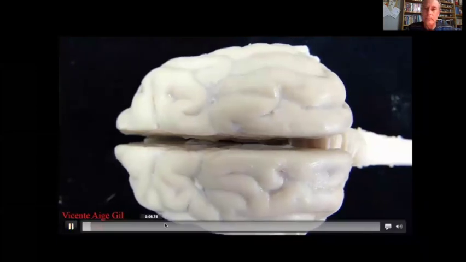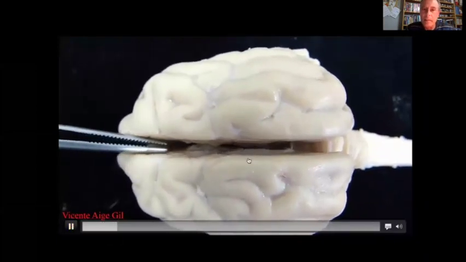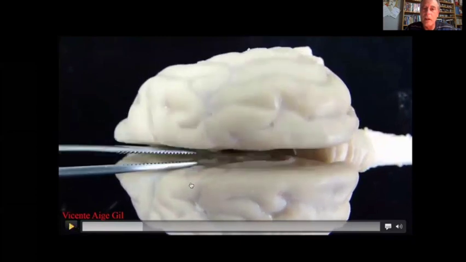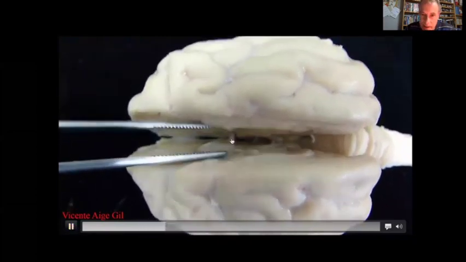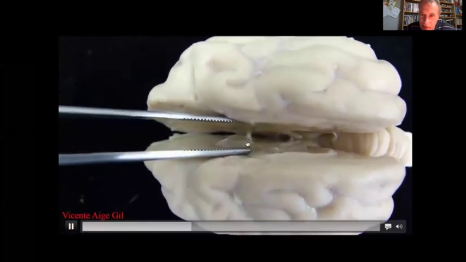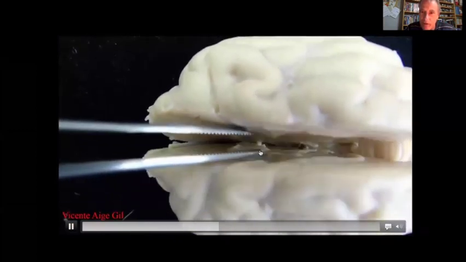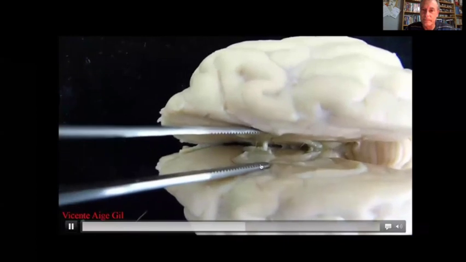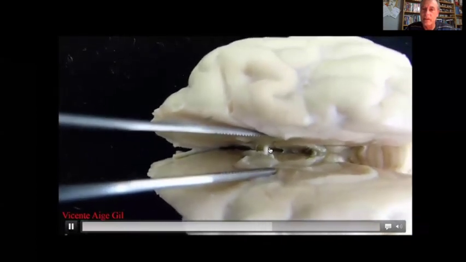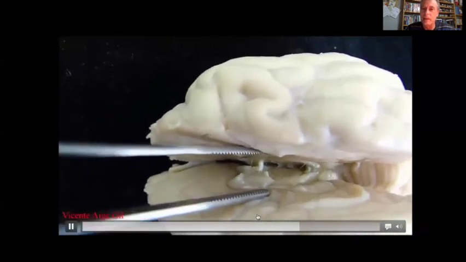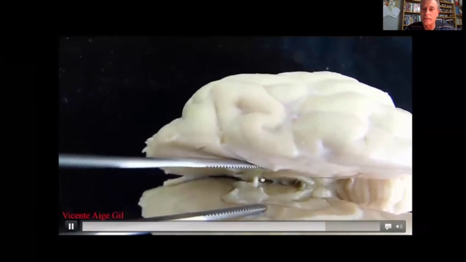Let's have a video. Now we split both cerebral hemispheres because I have cut the corpus callosum. And this is just to identify here the rostral commissure. This is the rostral commissure here. It's quite easy to identify the rostral commissure in a dissection.